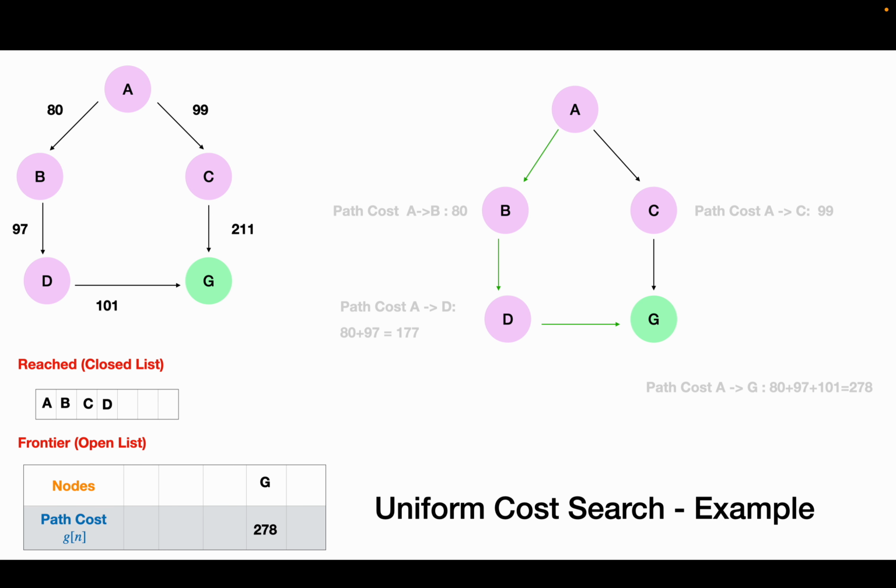One important thing is that uniform cost search is a variant of Dijkstra's algorithm. In Dijkstra's algorithm, we try to find the shortest distance from a source node to all the nodes, whereas here we are interested in finding the shortest distance, or the lowest path cost, from the initial node to the goal node. Both are similar in the way they work, except for slight implementation differences. So this is how uniform cost search works.